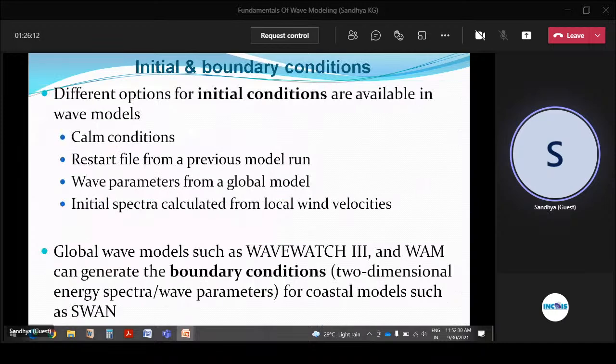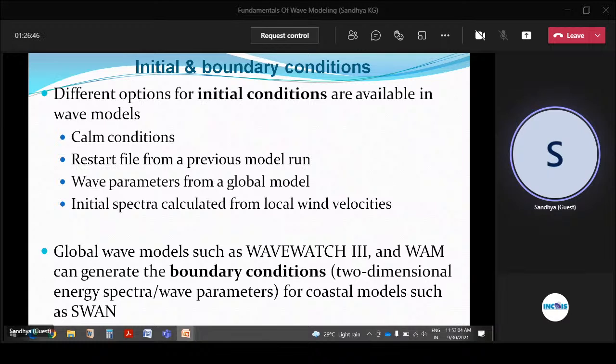Now, coming to the initial and boundary conditions, which are a requirement for the wave models. In most of the wave models, different options are given for initial conditions. One is the calm condition. That means the ocean is assumed to be calm in the beginning. So the wave model needs some time, which is called the spin-up time, to stabilize from this initial condition. How much time it requires to stabilize the model depends on the region of interest.